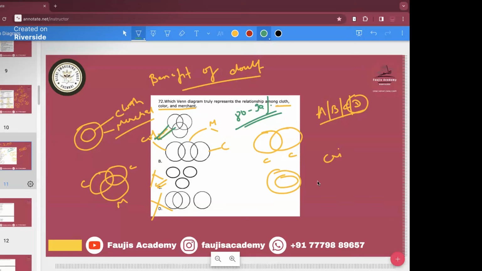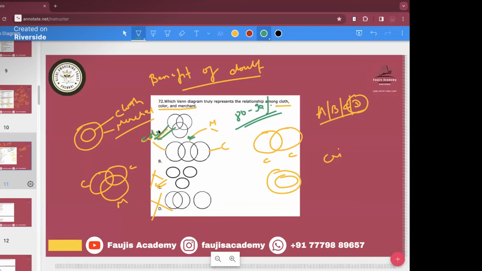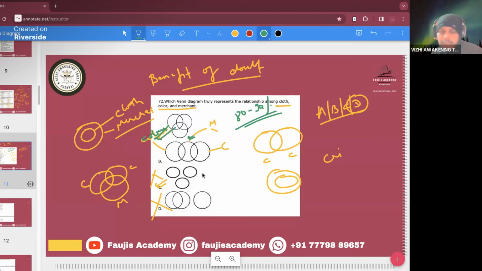So I think answer B: the middle circle is clothes. One circle will be merchants, since we cannot say all the merchants are related with clothes, and another will be colors, since some clothes are colored. But still in that case, merchants will be related to the color as well, right? So the middle circle as clothes, left circle as merchant, and right as colors. Yep, you got the breakthrough. That sounds much more convincing. So guys, what Harita is saying is that if we take this one as clothes, the cloth will have some color, and this is the merchant. You are right.